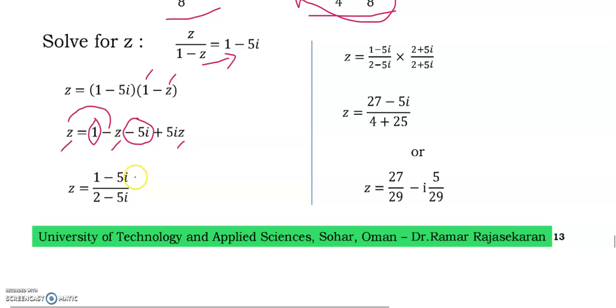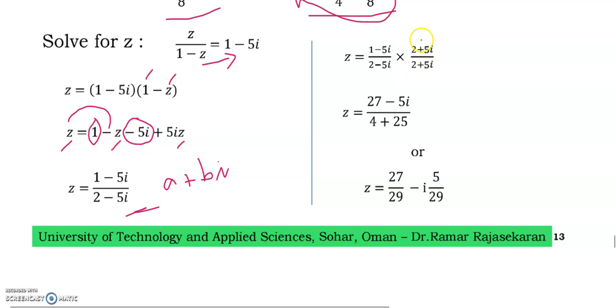Okay, now how to simplify this? Actually this is not the final value of z, because here one complex number is divided by another complex number. So you have to change this into a plus bi form, that is the final complex number, so you should not stop here. So we have to take the complex conjugate of this 2 minus 5i. What is the complex conjugate of 2 minus 5i? That is 2 plus 5i. So you multiply 2 plus 5i in the numerator and denominator.